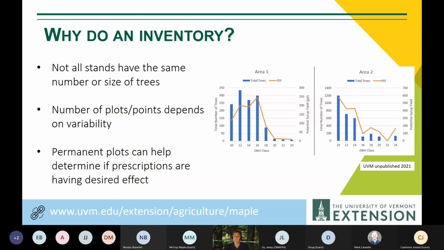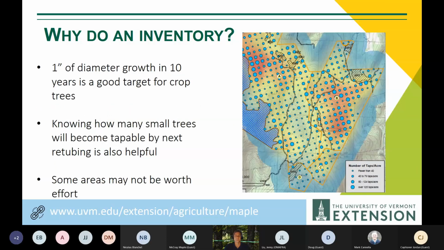If you were to establish permanent plots, that can also help you in terms of understanding if any forest management activities you are doing are having the desired effect. So forest management plans often will suggest a certain amount of management over time. That might involve vegetation management, removing trees, thinning. If you have permanent plots, it's a good way of knowing if those prescriptions are having the desired effect. So one sort of rule of thumb is looking for an inch of diameter growth in 10 years. That's good growth. It's not fantastic growth, but it's a good thing to shoot for.